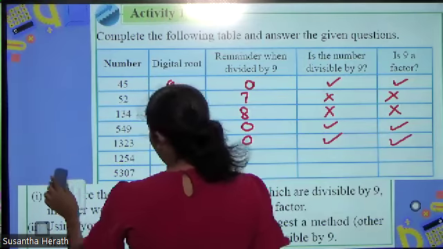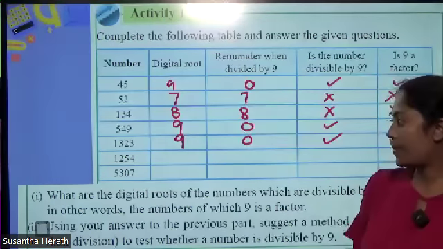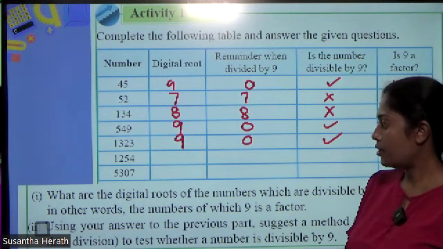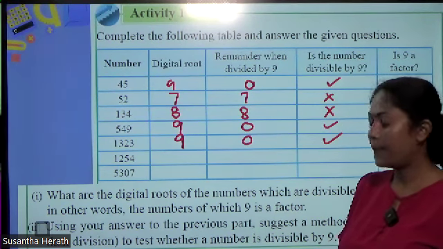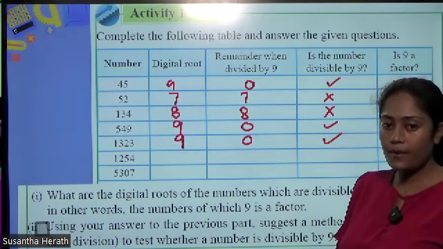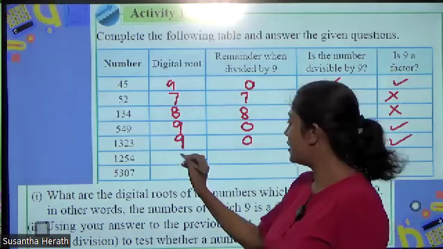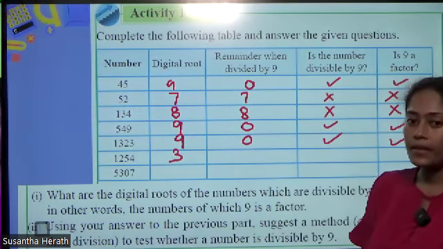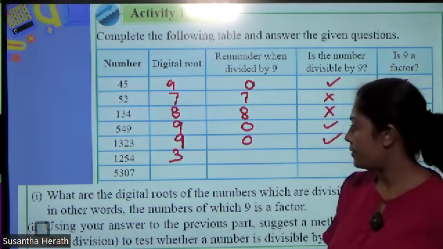1254. 1 plus 2, 3. 3 plus 5, 8. 8 plus 4, 12. Okay, 12, then 1 plus 2, digital root is 3. Remainder when divided by 9. We'll see.